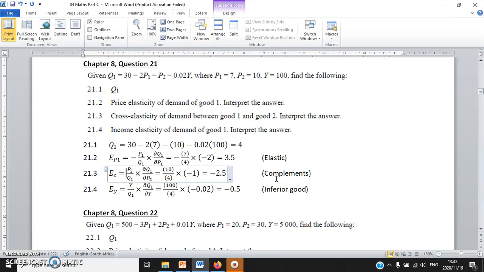Okay. So it means when the price of one good drops, the quantity demanded of the other good increases. So they move in different directions. So it means they are complements.